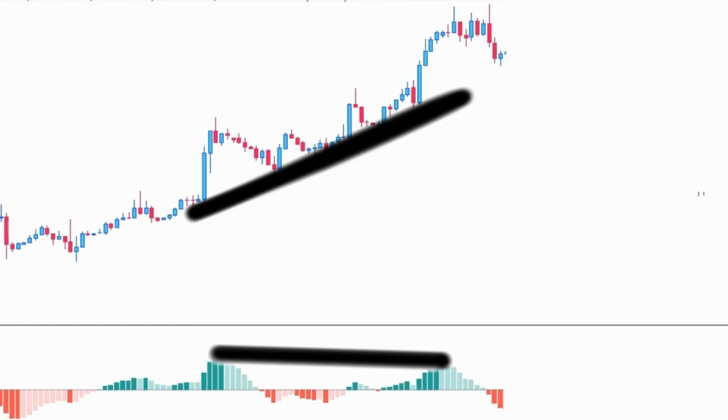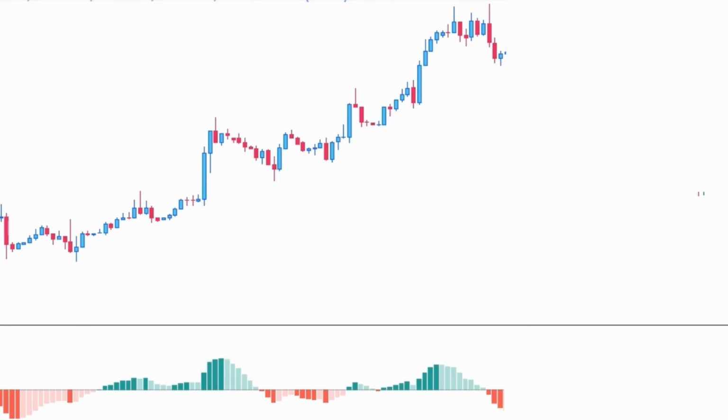The market is making higher highs here, but the histogram is making lower highs. This is called the bearish divergence. This clearly signals that the strength of the current trend, which is bullish, is weakening, and a new trend may start very soon. But we would not go short just by seeing this on the chart. Instead, we would wait for the market to make some bearish candles for confirmation.